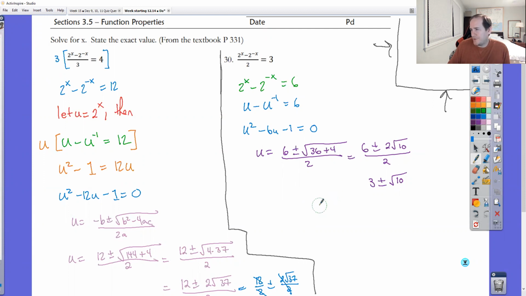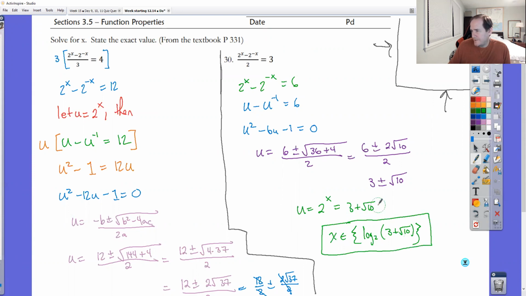So you should show this work where you say, all right, if u is 2 to the x and u is 3 plus root 10, then obviously x is going to be log base 2 of 3 plus root 10. It can't be 3 minus root 10, because that would be the log of a negative, and that's undefined. Okay, next.